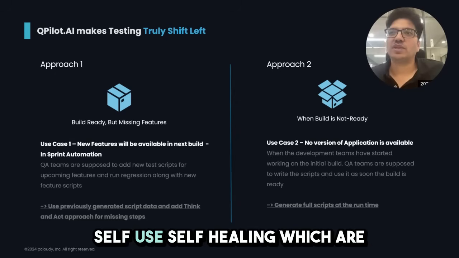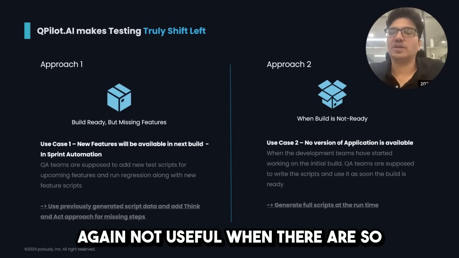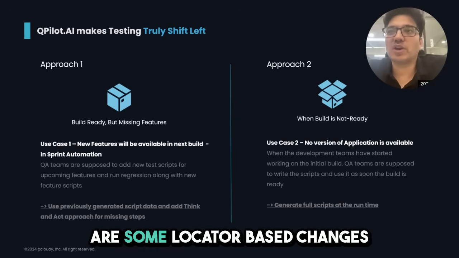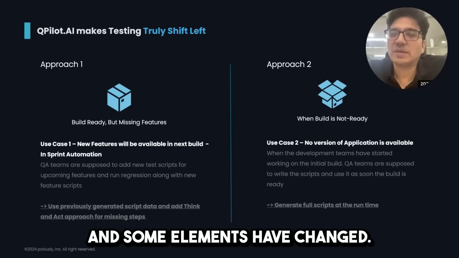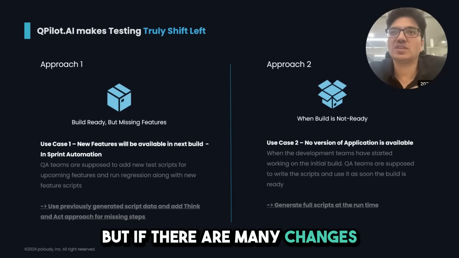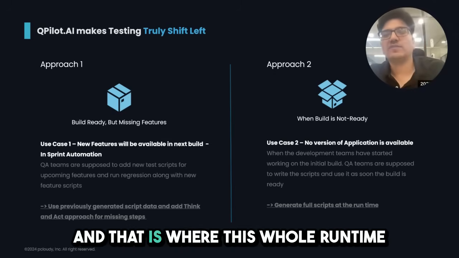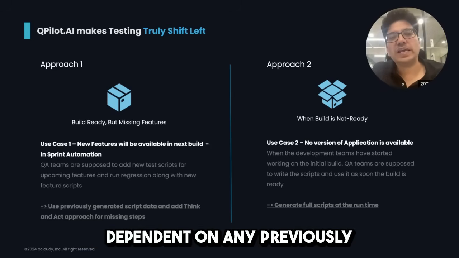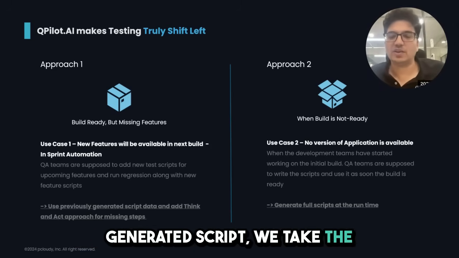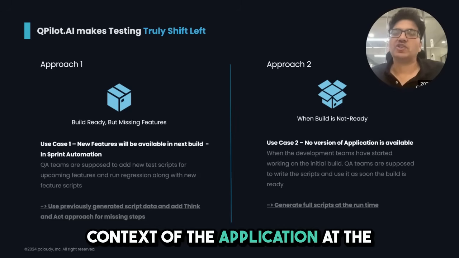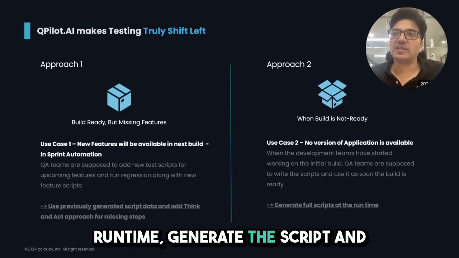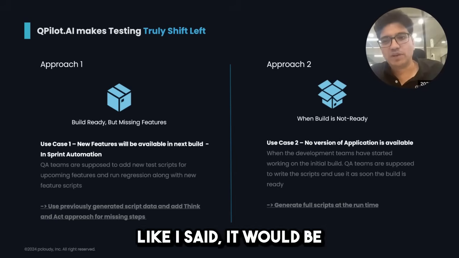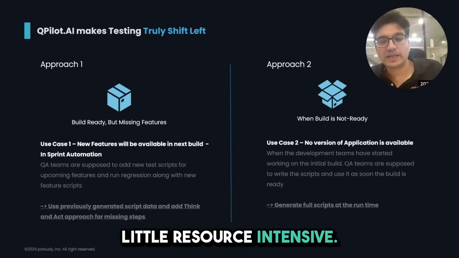Or use self-healing, which is again not useful when there are so many changes, right? Self-healing can work if there are some locator-based changes and some elements have changed. But if there are many changes in your application, it fails. And that is where this whole runtime generation, where we are not dependent on any previously generated script, comes in. We take the context of the application at runtime, generate the script, and then go ahead and execute it, right? Like I said, it would be a little resource intensive.